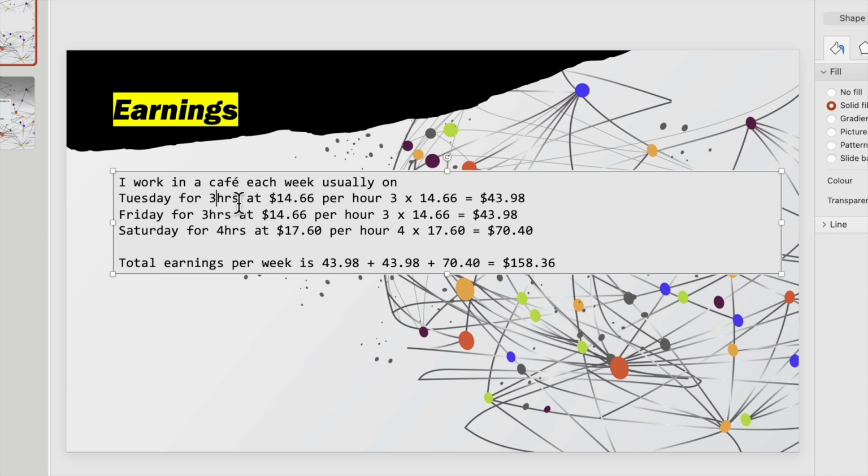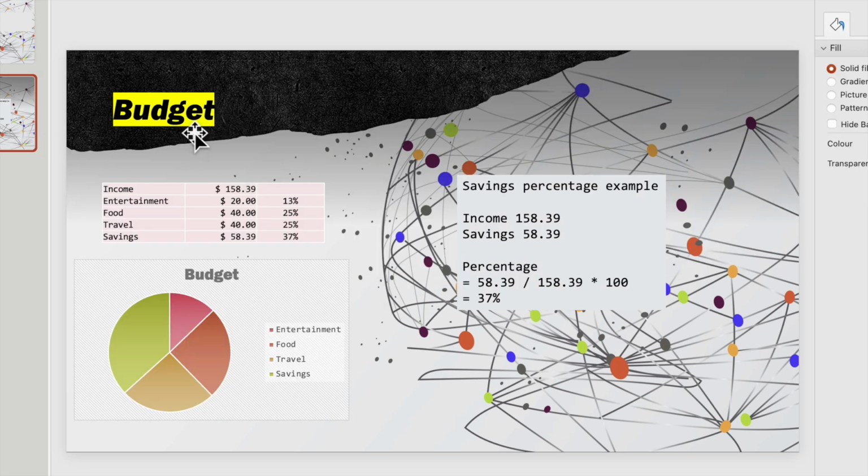So I just worked out that maybe I work 3 times a week, 3 hours each time. But what's important is you actually write what the calculations are. So 3 times the amount, 4 times the amount. Then I did the total earnings and I showed what operation I did. So I added each of those 3 days up to get my total amount that I earned.